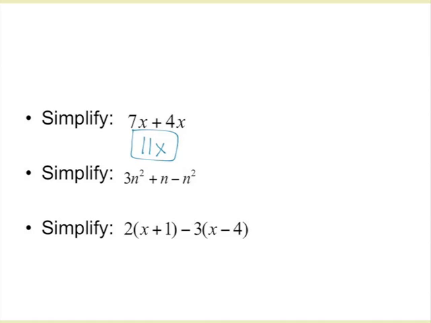In the next one, though, I have some things that are alike and some things that are not alike. N squareds are like n squareds, but they are different than plain n's. To be alike, they have to be the same variable and the same exponent. So I can do the 3n squared and the negative n squared. That gives me 2n squareds, and that plain n just tags along. Okay, so the n squareds I can add up, 3 and negative 1, but the plain n, I can't put anything together with them.